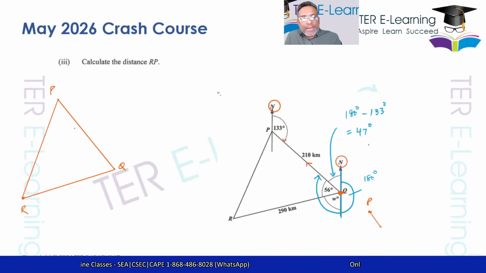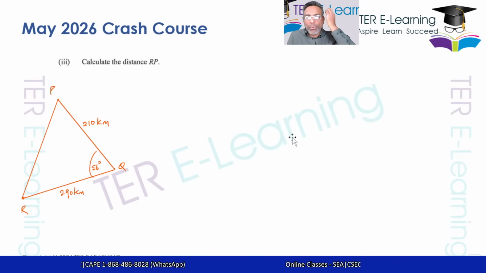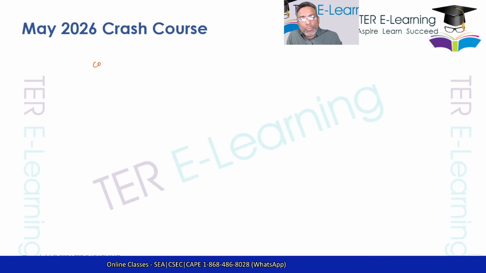On the diagram, I have some numbers here. This is 210 kilometers. This is 290 kilometers. And this here is 56 degrees. And the question wants me to work out the distance RP. Now, whenever you get a question on bearings, most of the time we're going to have to use either the cosine rule or the sine rule. It's going to be one of them. Now, some students are not sure when to use the sine rule and when to use the cosine rule. So let me tell you something here. When you are using the cosine rule, this is something you need to know.